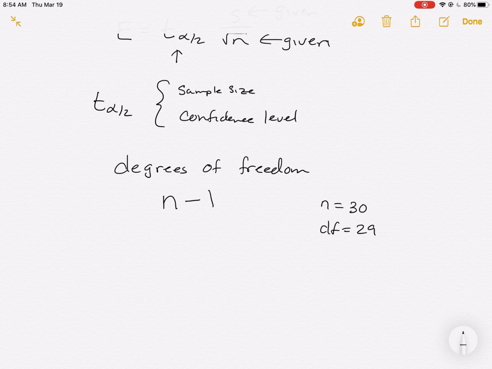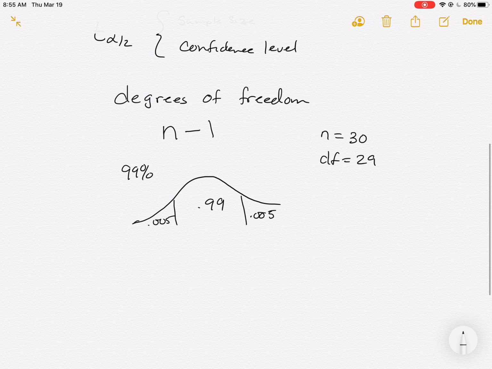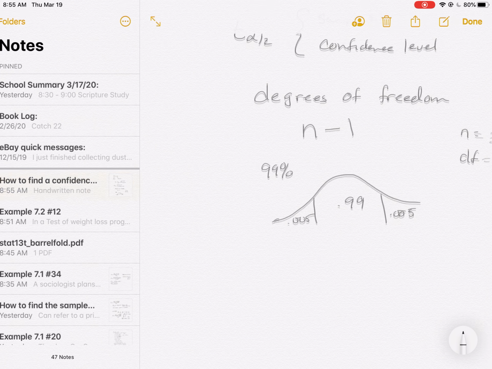The confidence level will help us out as well. So the t-distribution actually looks just like the normal distribution. It's described pretty well in the PowerPoint slide, so I don't want to redo that. But just picture t as a bell-shaped distribution with the mean right in the middle. Because of that, let's say we're doing a 99% confidence interval, we're still sandwiching 99% in the middle and splitting the 1% as 0.5% in each one of the tails. So it's still going to look the same.